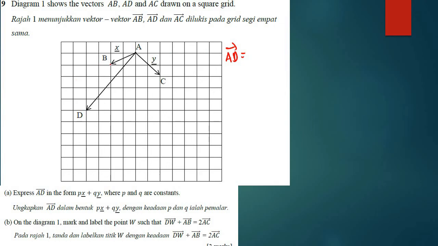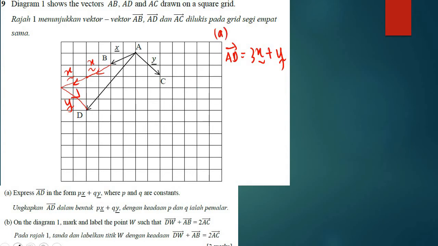Okay, we need to do some drawing and joining all this to find AD. So this is x, another x, and this one, another x. So you will find that it has 3x. After that, join this part, you get 1y. So AD, we can say, is 3x plus y. Okay, for AD.